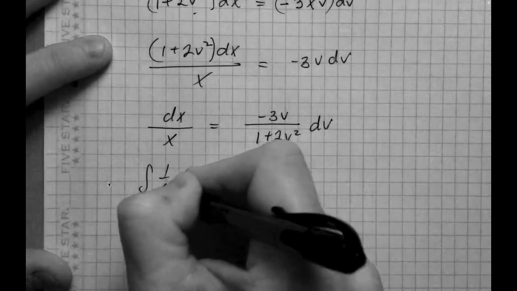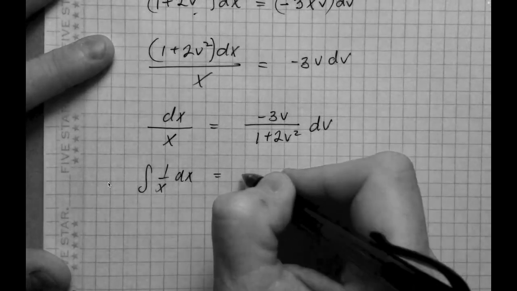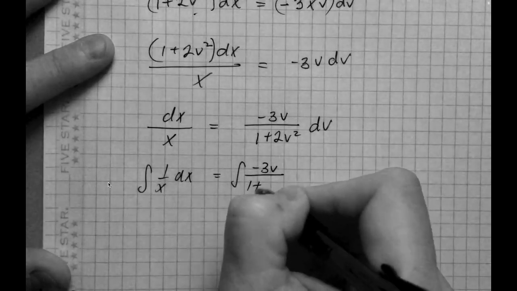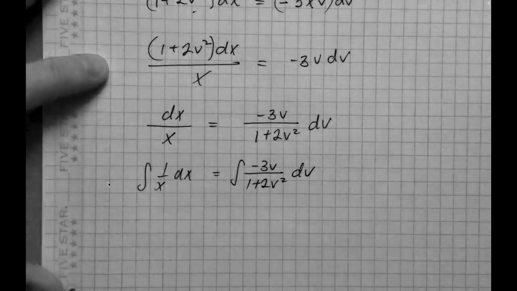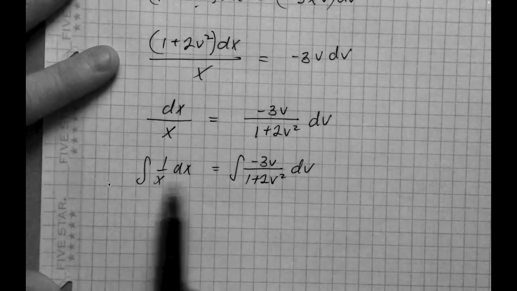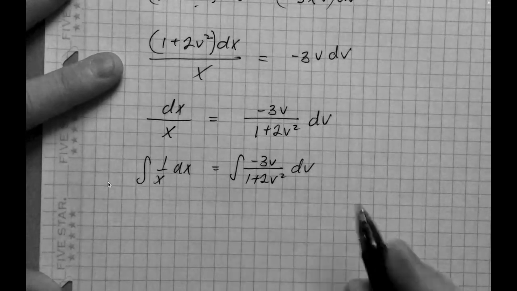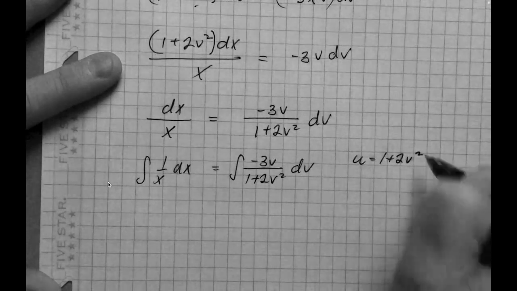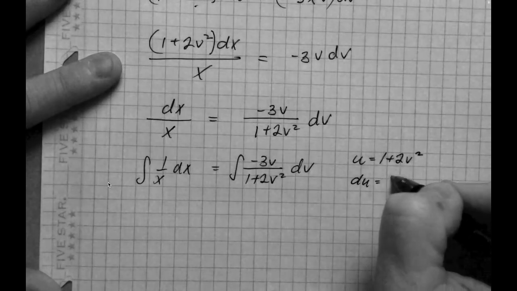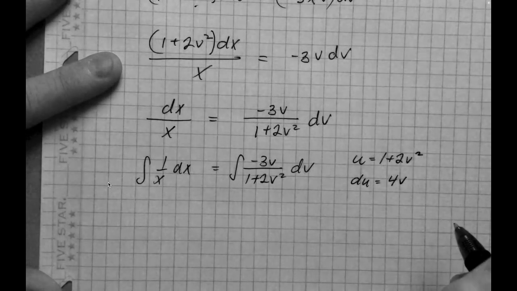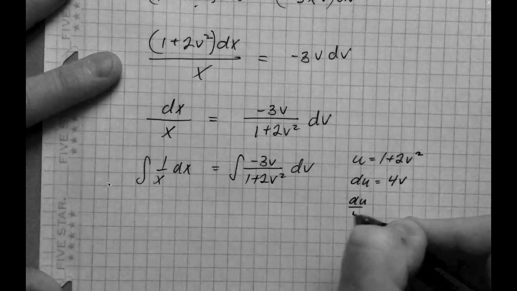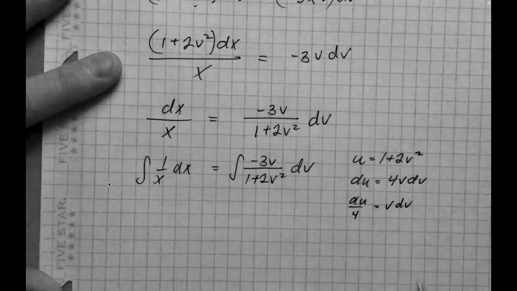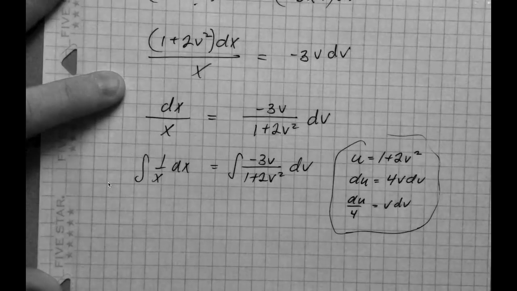The integral of 1 over x dx will be equal to the integral of negative 3v over 1 plus 2v squared dv. This one is straightforward, it's natural log. Over here, we're going to have to use a u substitution. So u equals 1 plus 2v squared. Then du is equal to 4v dv, so du over 4 equals v dv. That's kind of a side calc.